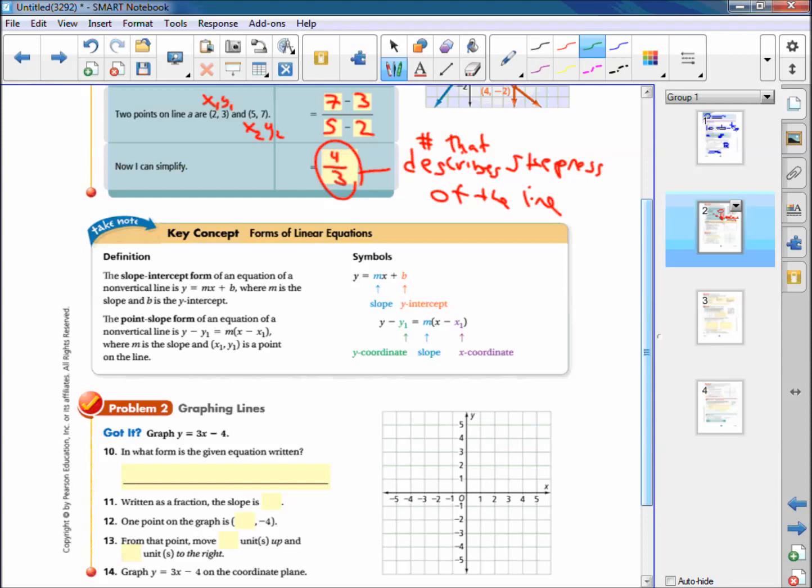Okay. All right, key concept, forms of a linear equation. The slope-intercept form of an equation of a line is y equals mx plus b. Okay, this is going to be important. You've got to remember this stuff from Algebra 1. Remember, the m is our slope and the y-intercept is our b.